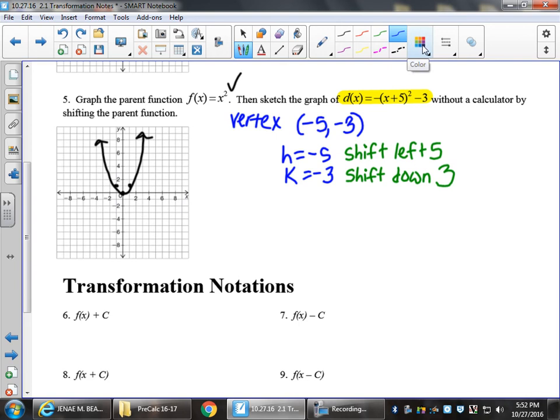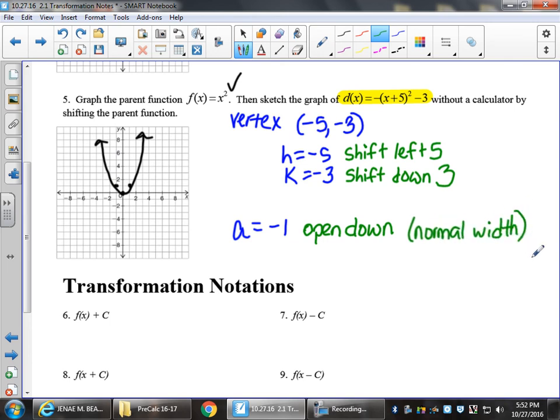Well, we need to just double check A. Has A been changed? Yes, it has. We have a new A value. Ask yourself, what does this negative represent? It represents -1. This tells me the graph will now open down. Notice the numerical value here, if I were to ignore the sign, the absolute value of this is 1. So normal width still. Not more wide, not more narrow. The only change is that it'll be opening down.